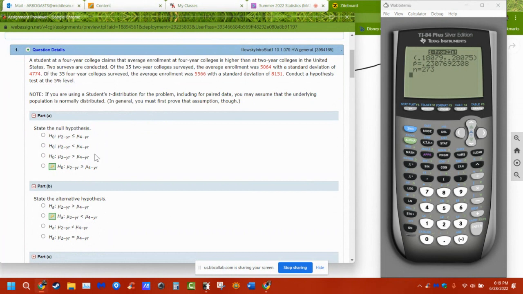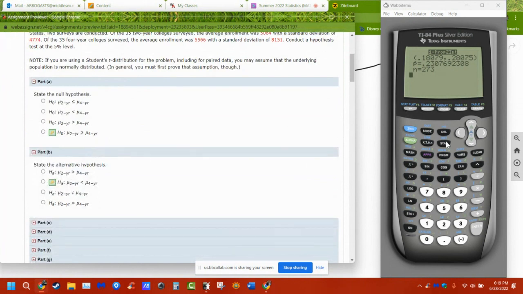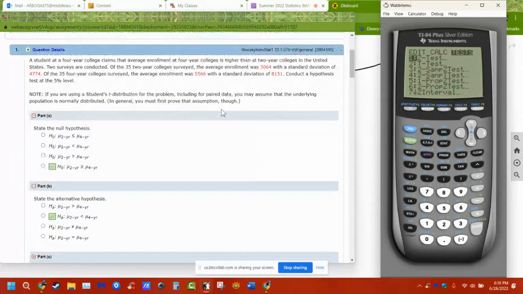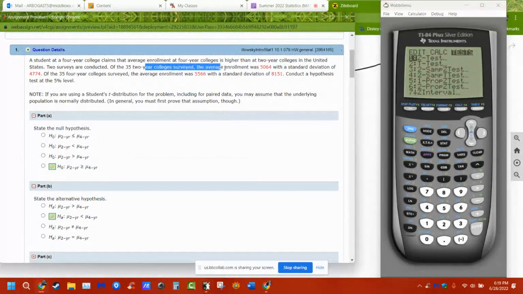So when we're doing this, we know this is means. So we're going to go to stat, two sample tests. So it's either a Z test or a T test, I don't know yet. I have here my sample mean and my sample standard deviation. And I have my sample mean and sample standard deviation. So this is going to be a t-test because I don't know the population standard deviations.